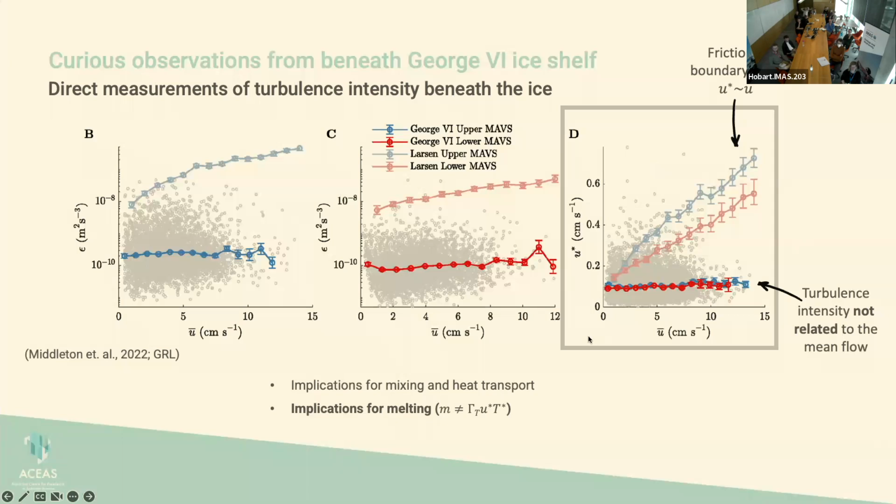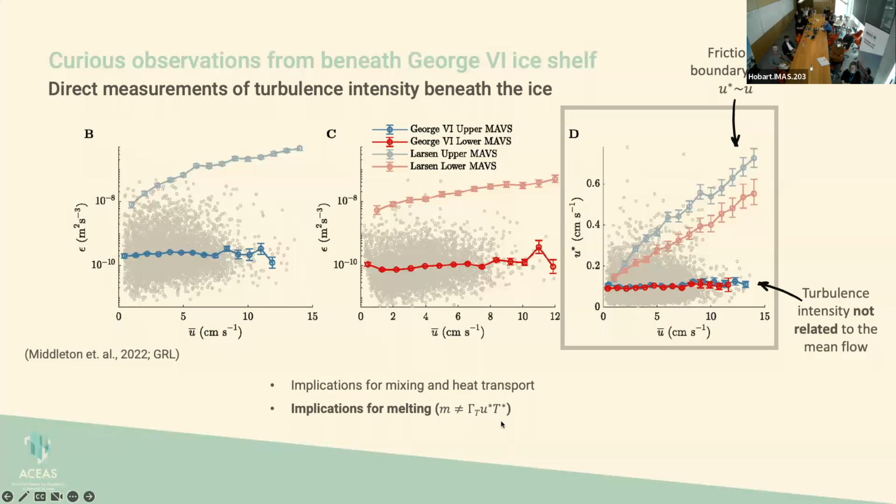And it has really important implications for melting, because this relationship that I showed you before is really built for this type of frictional boundary layer, and it only makes sense in that kind of environment. So if U star is not proportional to U, then there's no way we expect this relationship to hold at all.